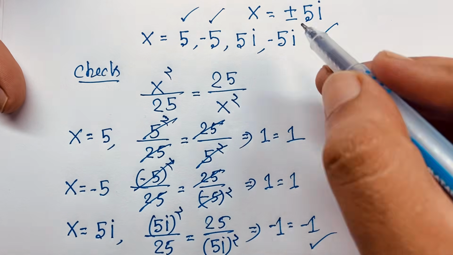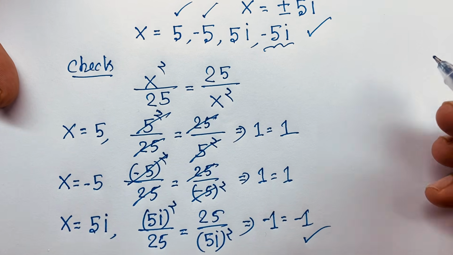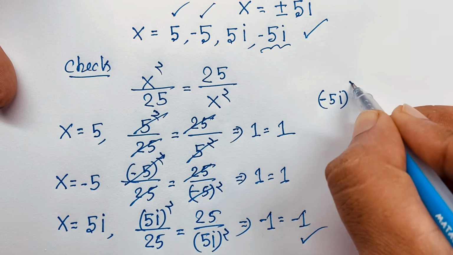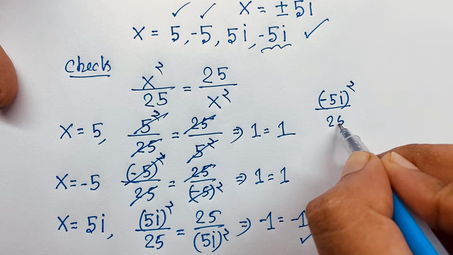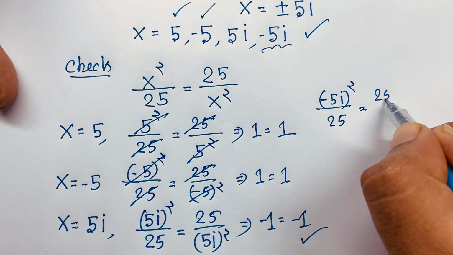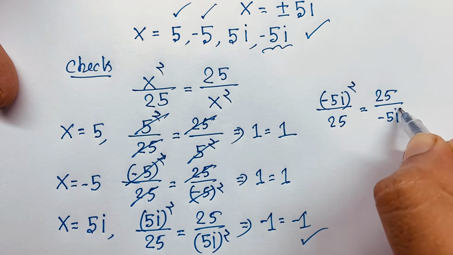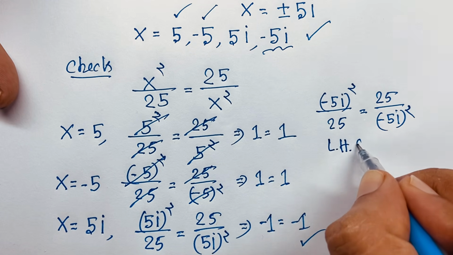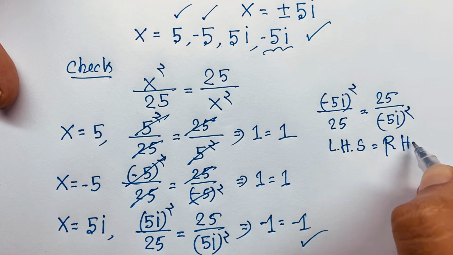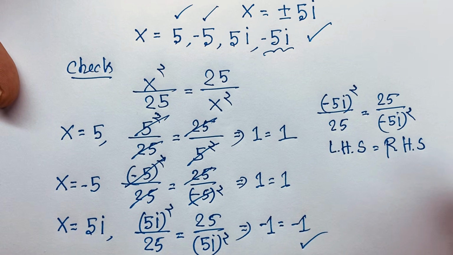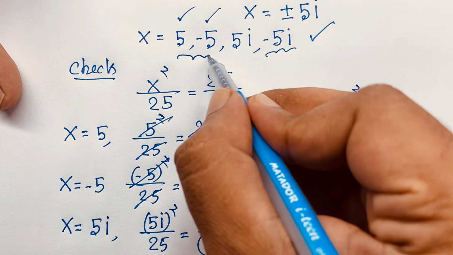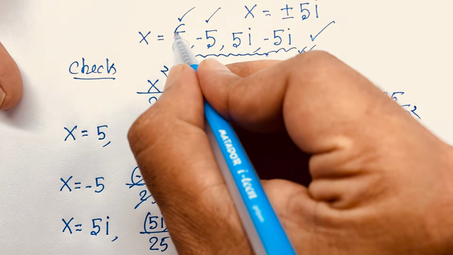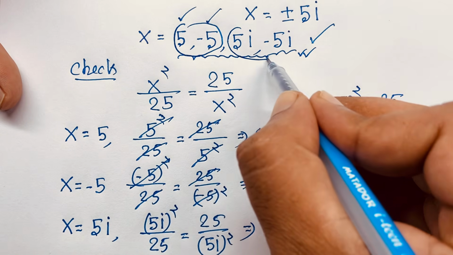And in the other case, we find negative 5i. So in this expression, you can say minus 5i, bracket power 2, over 25 is equal to 25 over minus 5i, bracket power 2. We will also find the same case. Here the left hand side and right hand side are both equal. It is also minus 1 is equal to minus 1. So here all 4 solutions are right solutions. But interesting, here are 2 real solutions and 2 complex numbers.